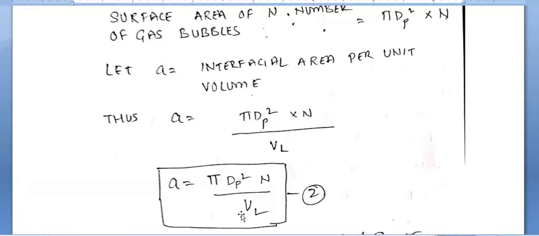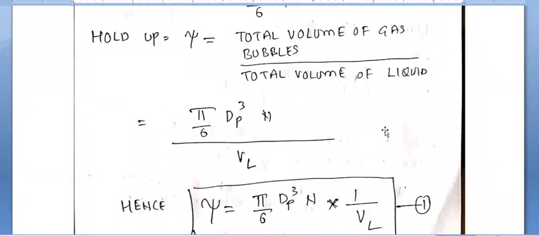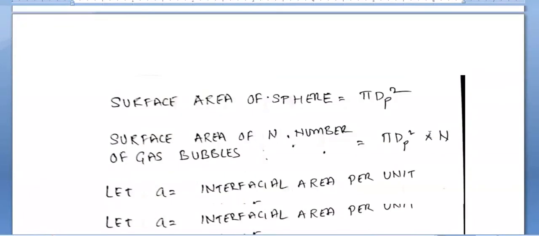Now, in formula number 1, I should eliminate this VL. I don't want this VL. And in formula number 2, I again have VL. This I should eliminate. By eliminating, by doing maths, you get dp is equal to 6 psi by A. This is for regular particles.